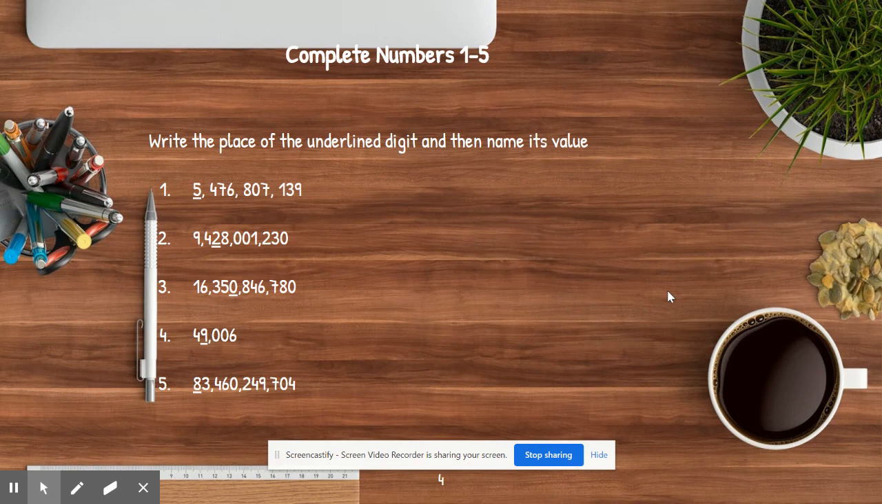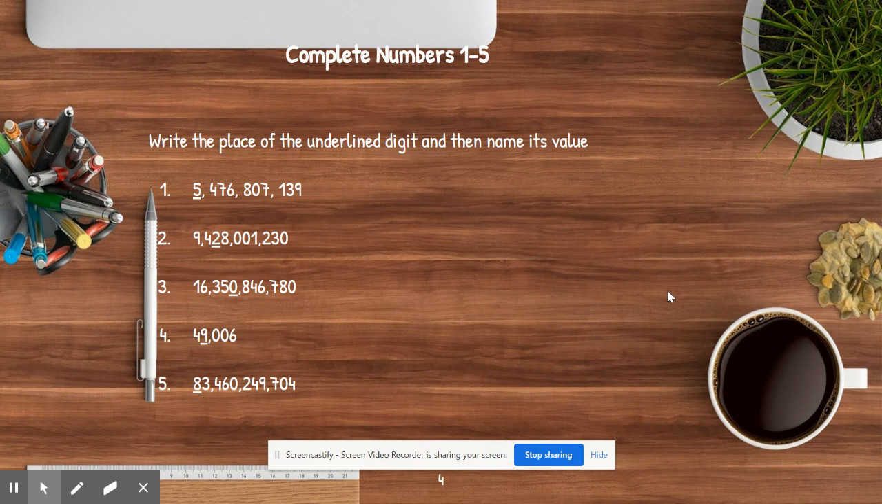All right, let's try number 2. Number 2, what's the place that 2 is sitting in? Mason. Yes, go. What's the name of the place, Sophia? Yeah, 10 million. It's the 10 millionth place. Perfect. What's its value? 20 million. Excellent, 20 million. Let's move to number 3.